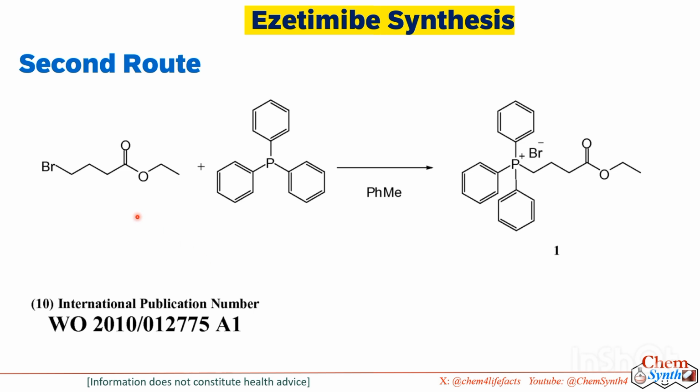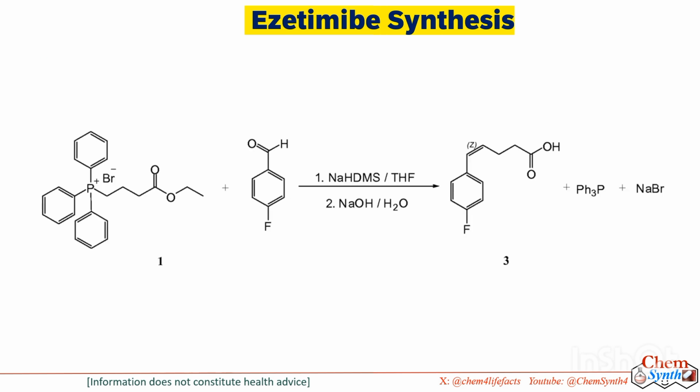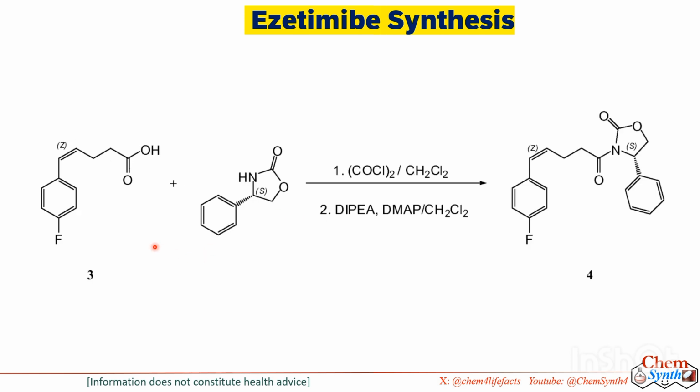Here the reaction starts with this ethyl bromobutyrate. First it reacts with triphenyl phosphine to get this salt, and this salt reacted with this aldehyde in presence of base to get this olefin, where Z isomer was formed. And this olefin now reacted with that oxazolidinone and produced intermediate 4.